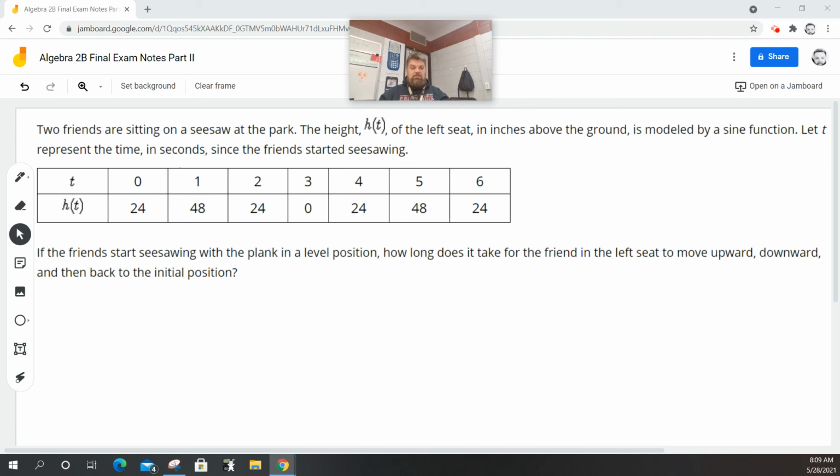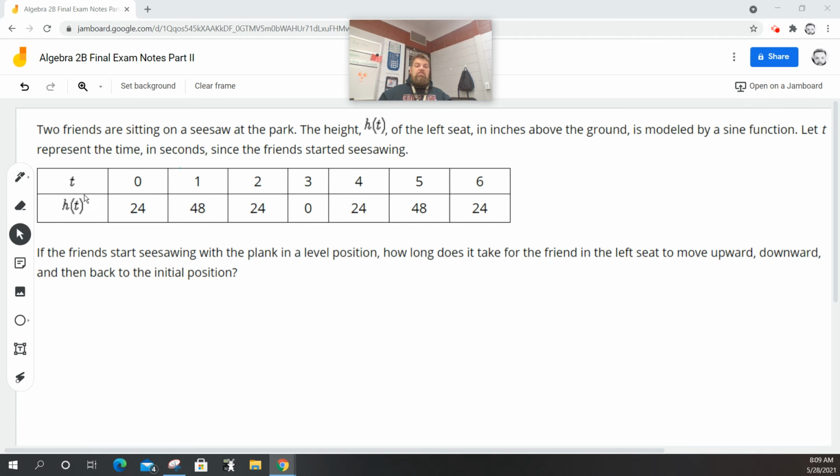they have the table of values. And it says if the friends start seesawing with the plank at a level position, how long does it take for the friend in the left seat to move upward, downward, and then back? So 24 inches is that's how high the seesaw is, right?